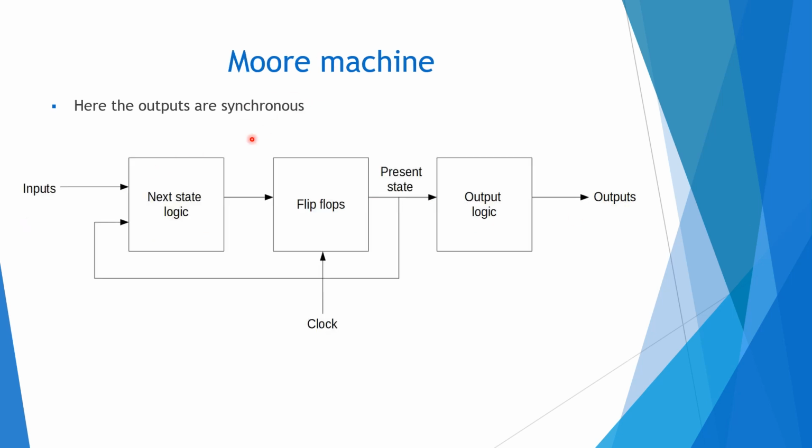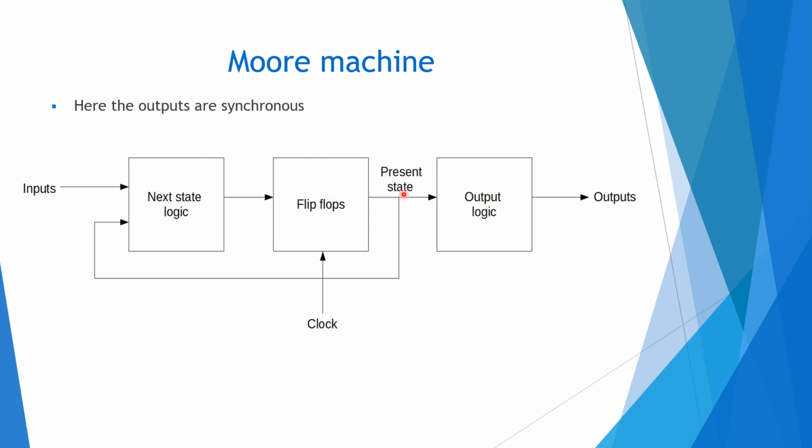Next is a Moore machine. Here the outputs are synchronous. In the earlier one, the Mealy machine, the outputs are not synchronous because the outputs were a function of input, and the inputs are asynchronous to the clock. So in the Mealy machine, the outputs are asynchronous.